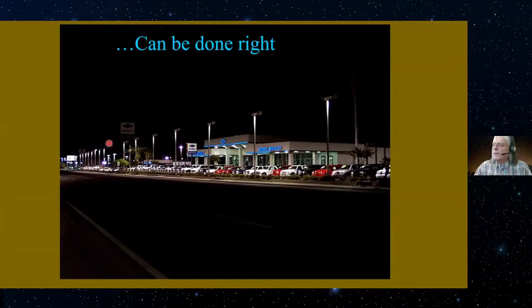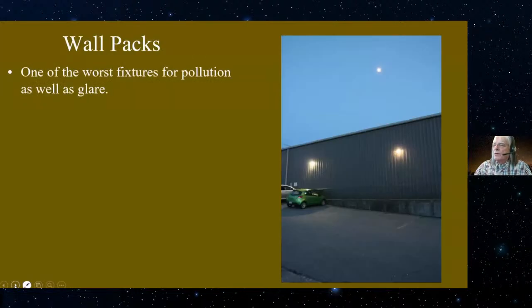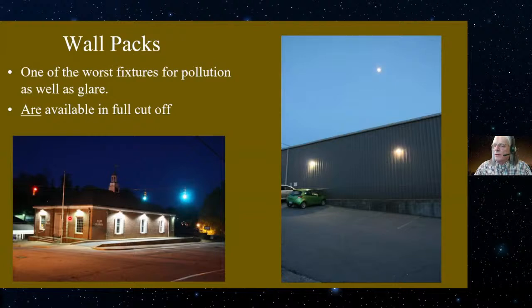This is full cutoff. Again, you notice I see the poles and I don't see the glaring fixtures at all. And I see a nicely lit sales lot. Wall packs are one of the worst fixtures for light pollution. They're essentially floodlights made to bolt on the wall where you already have power. So it's cheap and easy to do the install. They are available in full cutoff though. These are not. These are. Here we have the moon competing for a little attention in the right photo.